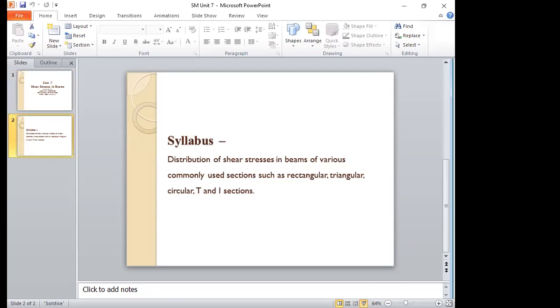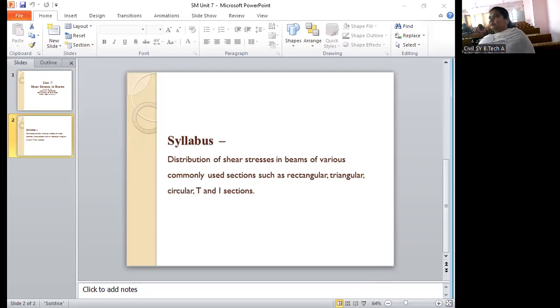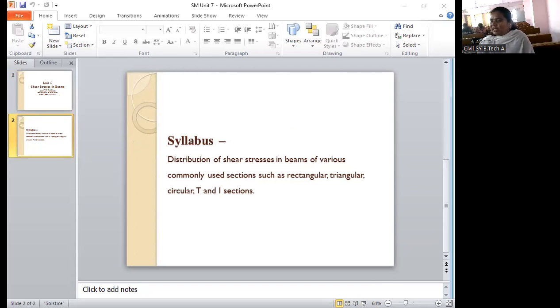Okay, screen is visible? Yes? Okay, so first we will write the syllabus and then we will cover it point by point. Please write down the syllabus of this unit number 7.